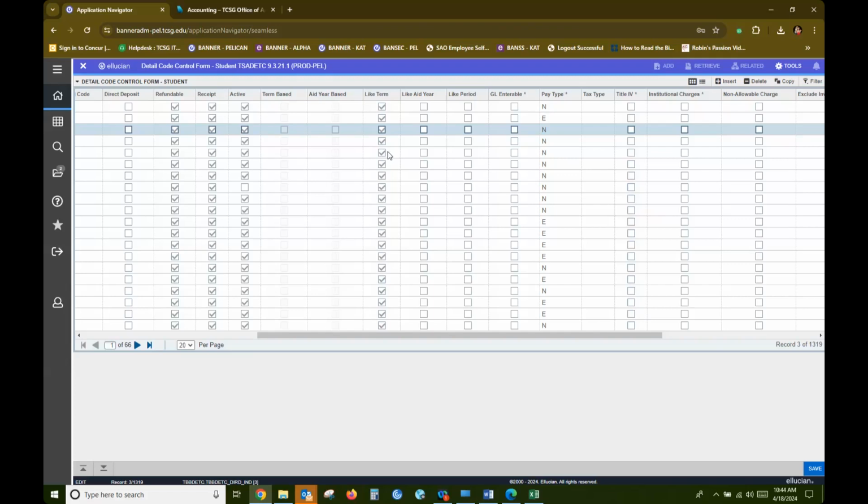There are times where you will need to come here and uncheck like term. The example I just gave, a 2024-12 payment that you want to apply to a 2024-14 charge. You come here, you uncheck like term, you run your application of payments, you come back here and you check it and save it again. That's how you apply payments to future terms.